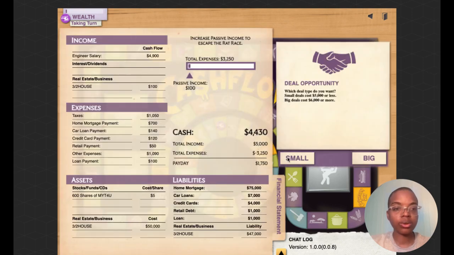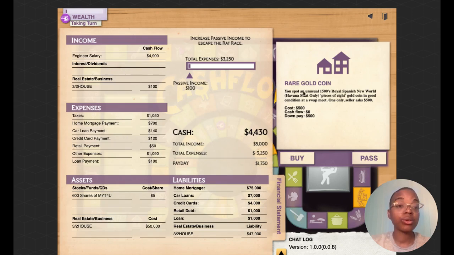I'm going to roll. Take another small investment. So rare gold coin. You spot an unusual 1500s Royal Spanish New World, Havana Mint only, gold coin in good condition at a swap meet. One only, seller asks 500. Again, gold is a great asset. It's a great commodity that can really be valuable.